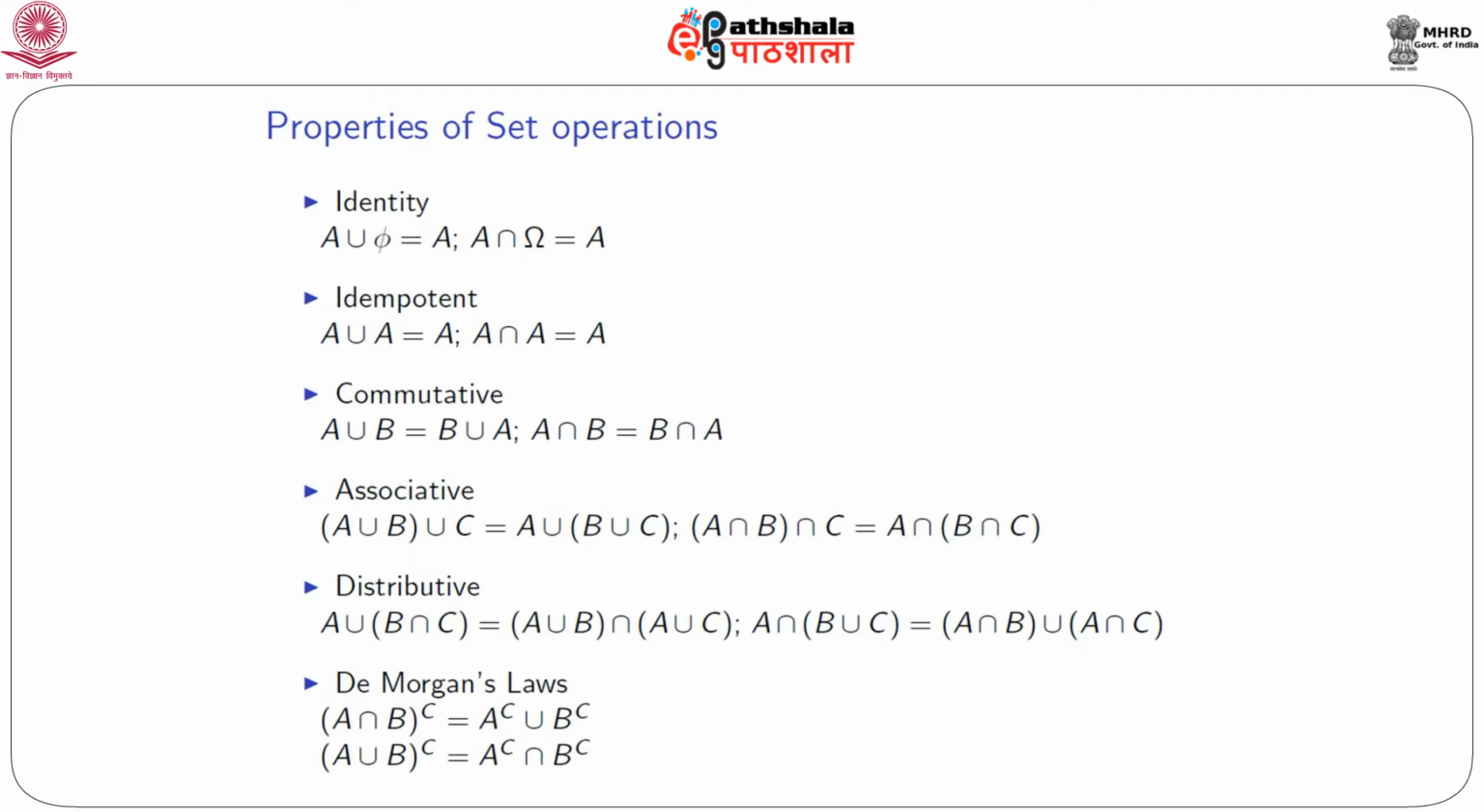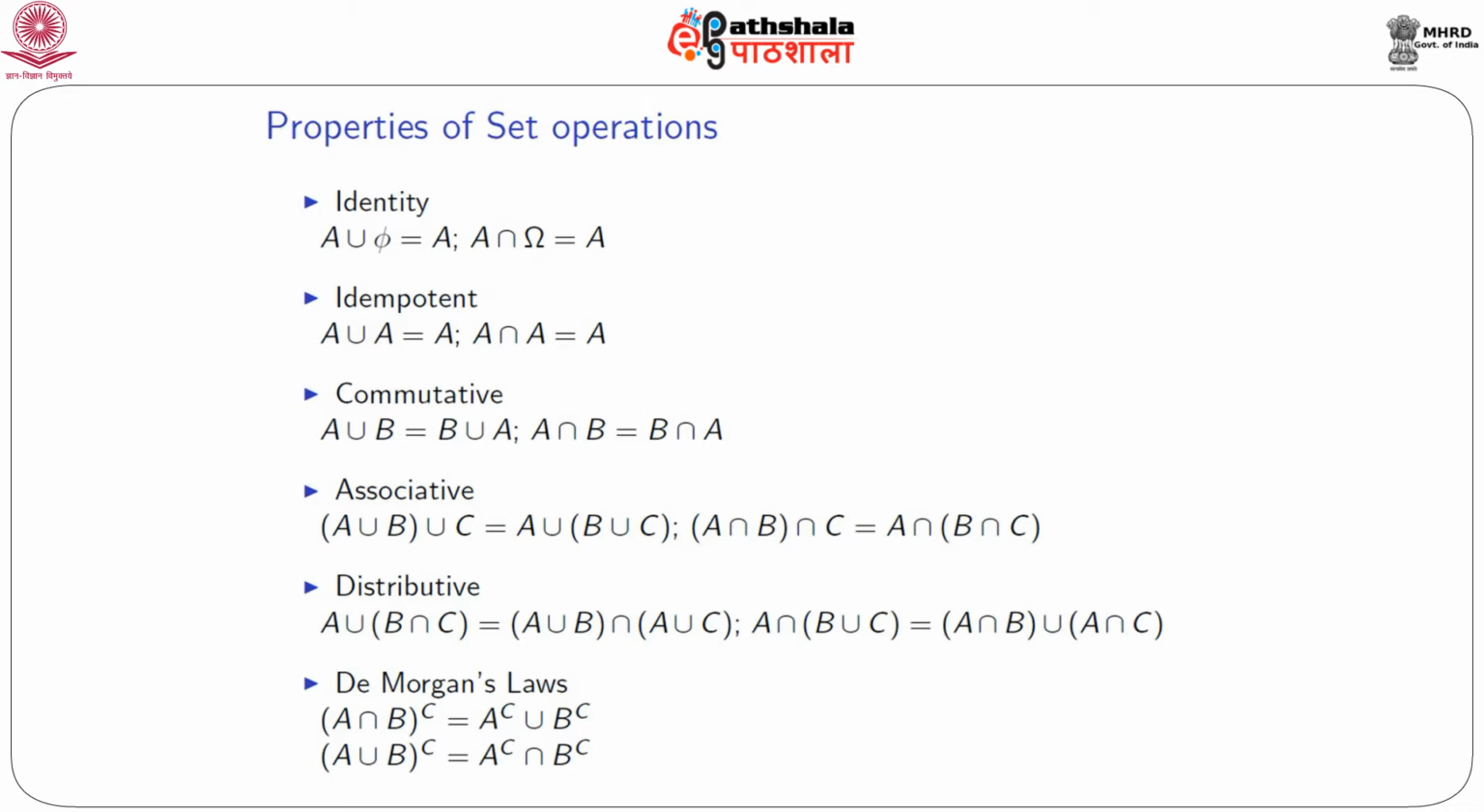Next, we will try to focus on the properties of set operations. There are so many properties of the set operations. I will be discussing a few. The first property that I will be discussing is called identity. So, phi is your null set and omega is your universal set. Whenever I am taking the union of a set with a null set, it remains the same. That means A union phi is A, and A intersection omega, whenever I am taking the intersection with the universal set, I will be getting A. So, this is called the identity.